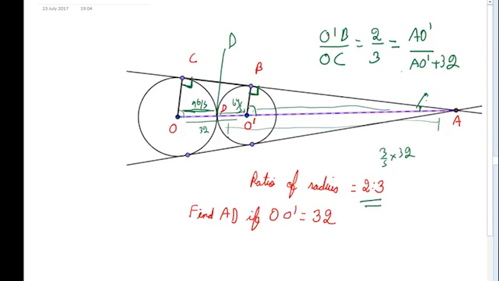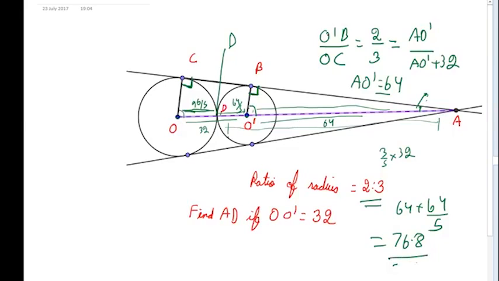So the question becomes fairly similar to what we have done previously, although the situation is entirely different, the way equations are formed and the way things are done. And again, we can solve this to get the answer. 2 AO dash plus 64 equal to 3 AO dash. So you get AO dash is equal to 64. So this length becomes 64. And we didn't have to find AO dash, we had to find AD. So we'll do 64 plus 64/5, and that gives us 12.8. So 76.8 is the final answer.